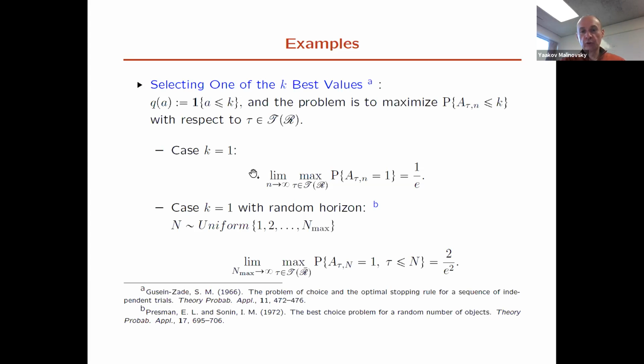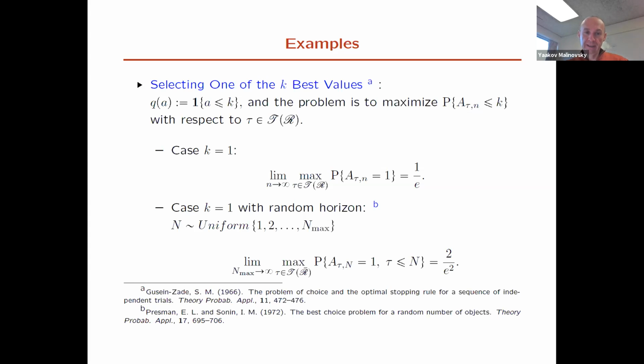Now, not to forget to say, our first problem, selecting one of the k best values, was discussed in the literature in two papers. One is Gilbert and Mosteller, in 1966, in JASA, Journal of the American Statistical Association. It's one of the examples, but the full proof is from the same year, absolutely independently, of course, done by Sabir Gusein-Zade in Theory of Probability and its Applications, on the optimal strategy and the optimal value. He also investigated the case k equals 2, and gave asymptotic results, not only the finite sample.